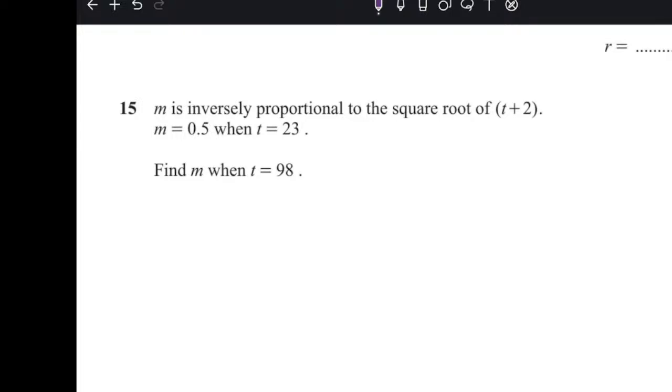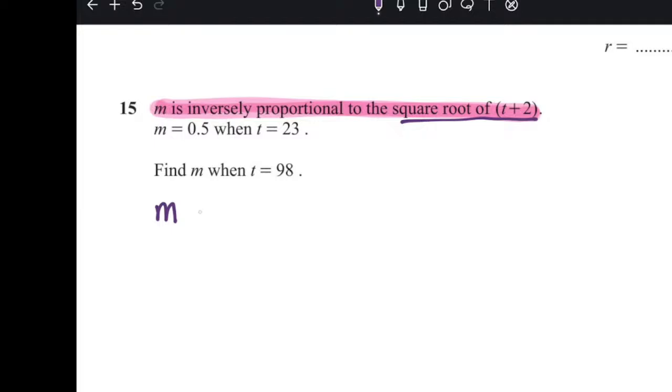All right, let's finish it here. Let's do this one here. It says m is inversely proportional to the square root of t plus 2. I am big on the steps. I said step number 1 is you read the sentence and you convert it to a relationship. Read this, convert to m is inversely proportional to the square root of this.